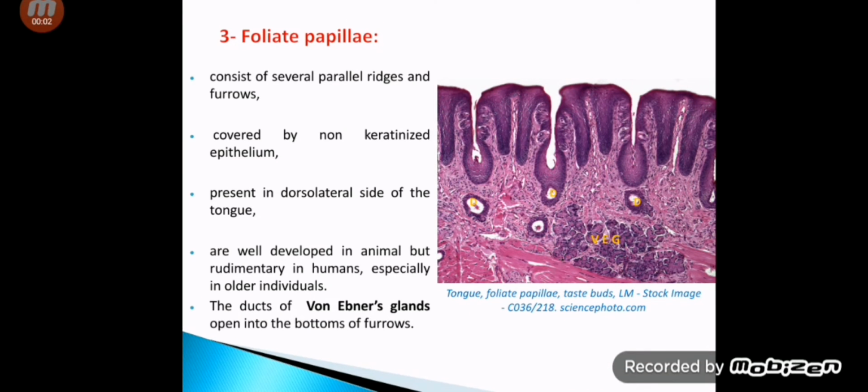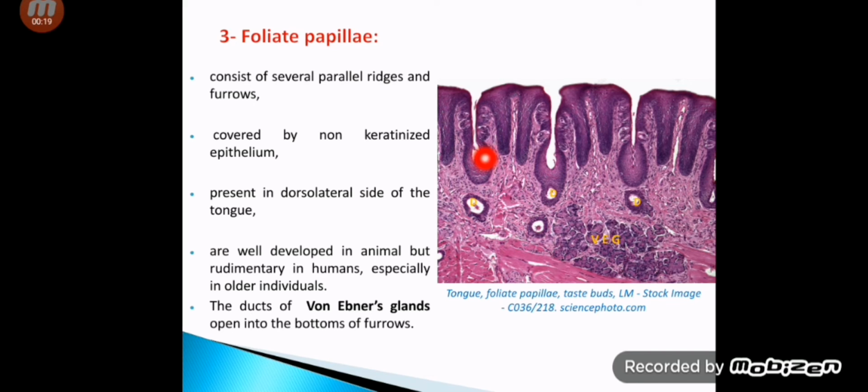The third type of papillae is foliate papillae, which consists of several ridges and furrows. Each ridge will be followed by a furrow, then another ridge and another furrow. Ridge means protrusion, and furrow means groove, or sulcus.